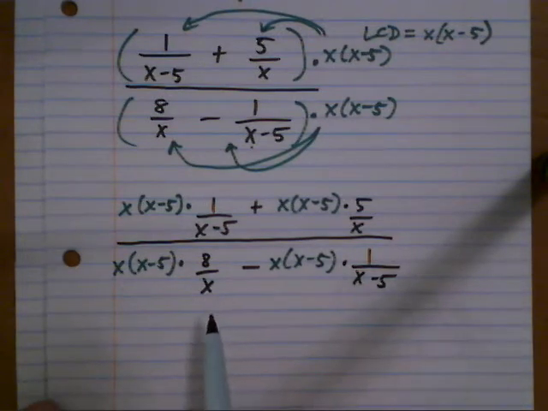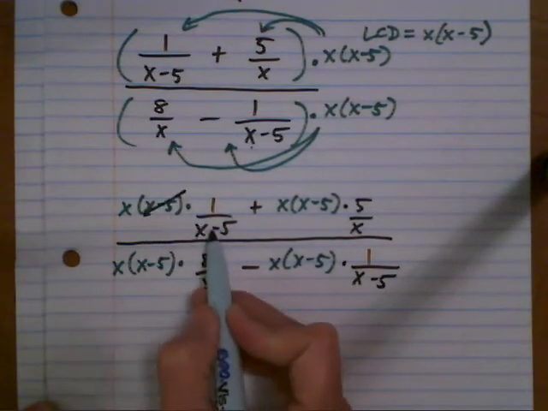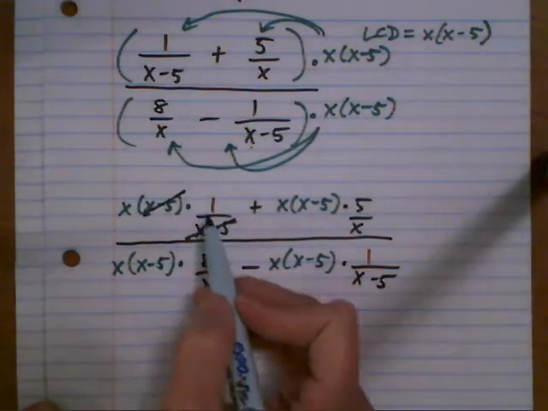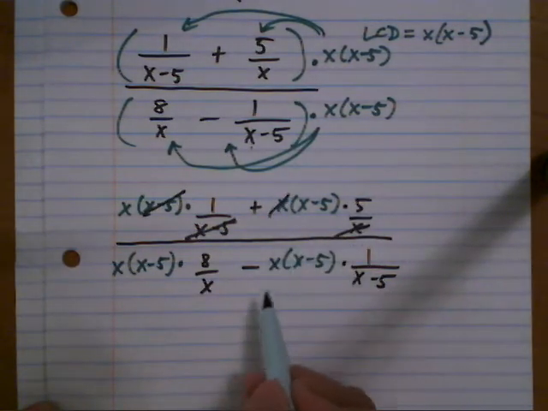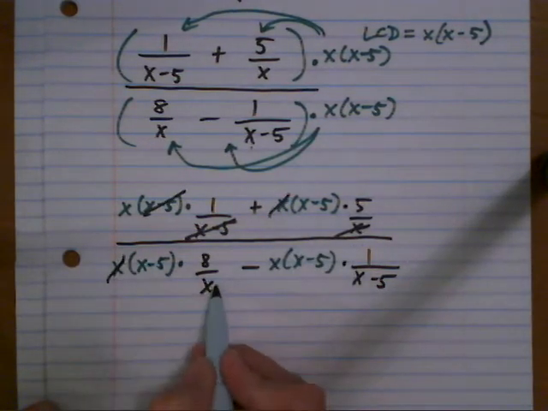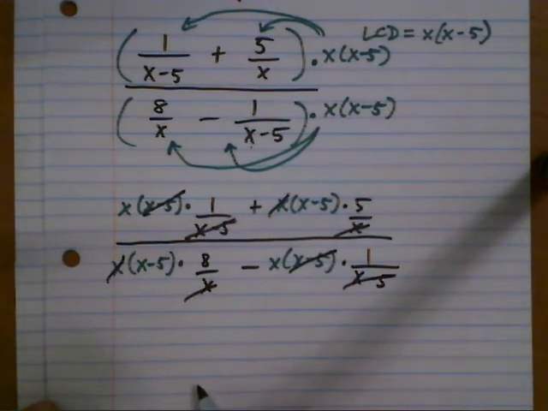And now we want to divide out common factors. On the top left we have x minus 5 and x minus 5. Those divide out to 1. And on the top right we have x and x. Bottom left, x and x. And bottom right we have x minus 5, x minus 5. So let's write what we have left over.